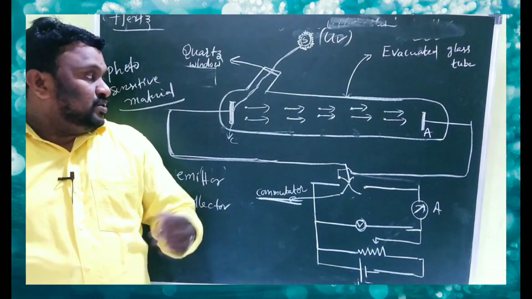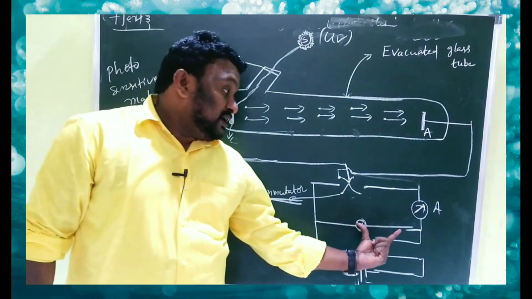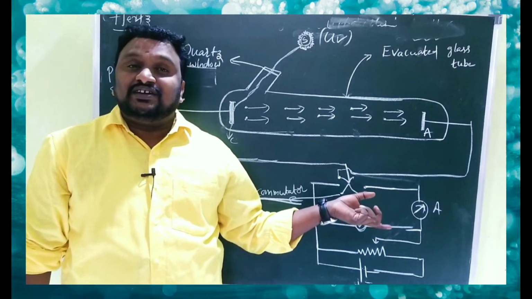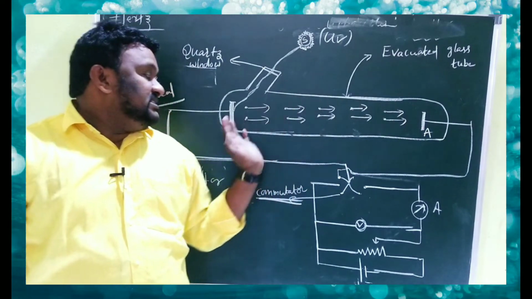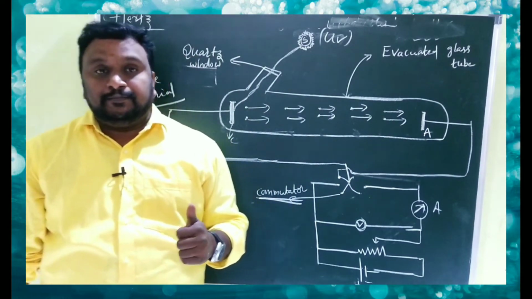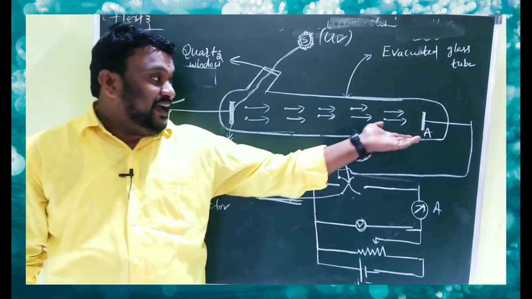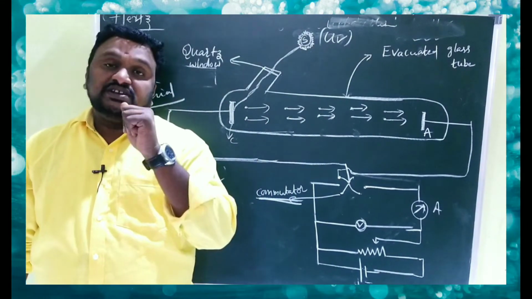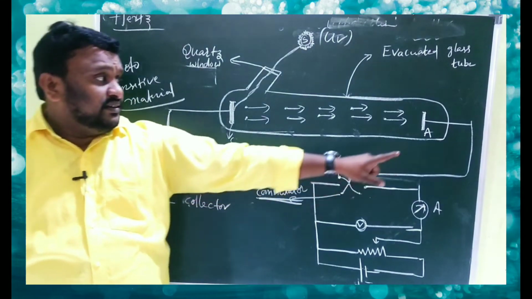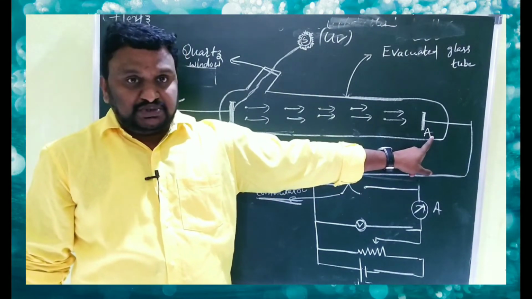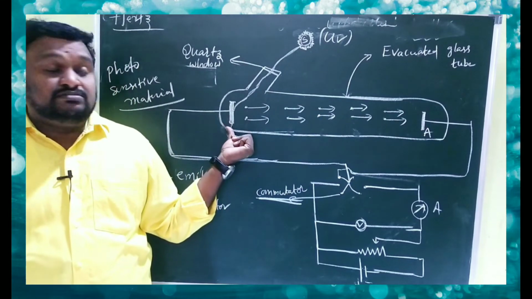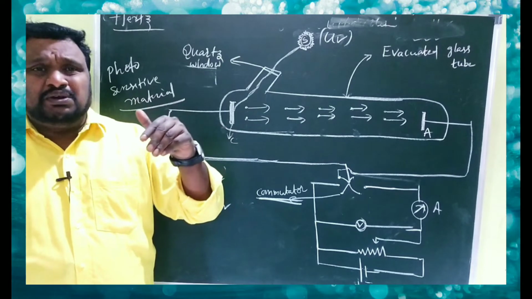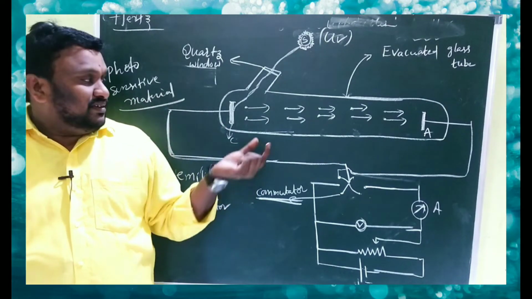Clear? Here there is a commutator. What is the meaning of commutator? When we use the commutator, the polarities of A and C will change automatically. To change the polarities of A and C, we are using a commutator. Children, what I am going to say here, the collector is having some positive charge and this one is having some negative charge.